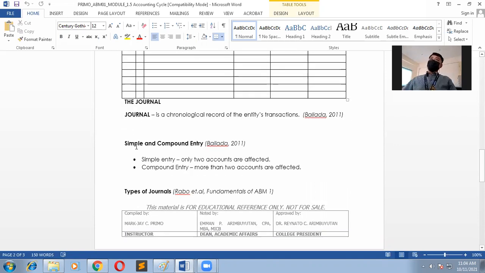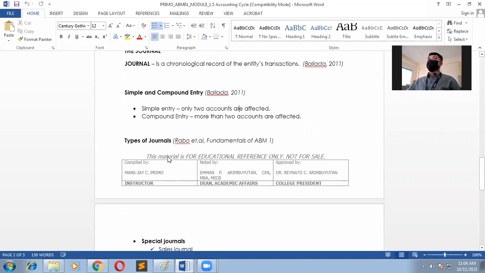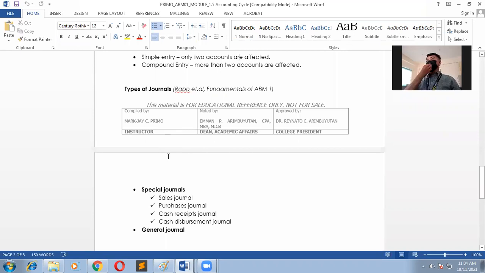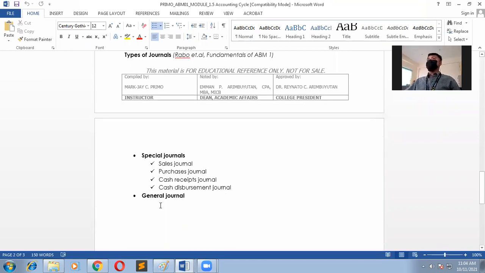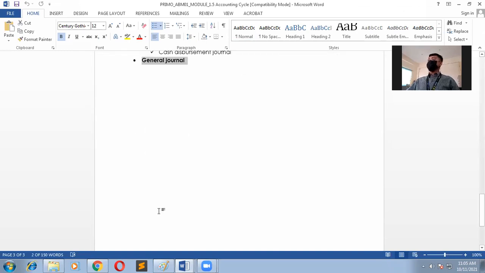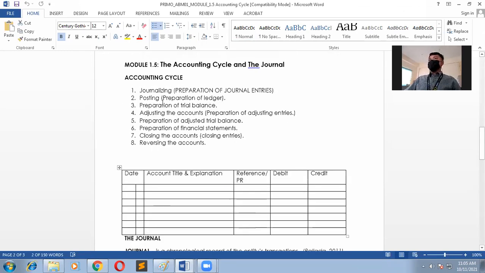We also have two types of entry. We have simple and compound. So simple po ay yung may dalawa lamang na account na ma-affect. Meaning, meron lang po isang debit na account title at meron isang credit na account title. Pag compound entry po ay nakaka-affect po ito for more than two accounts doon sa transaction na nangyari. Sa types of journals naman po, I do have special journals and general journal. But since we do have only basic accounting, we will only be dealing with general journal. Okay?